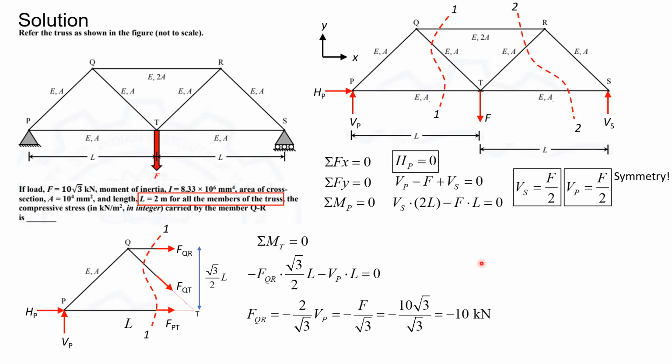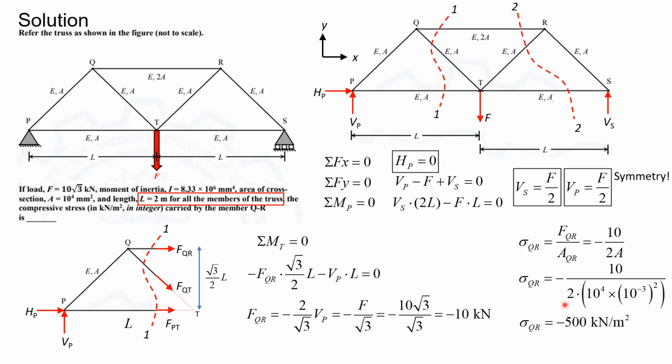We know that truss members are subjected to axial forces. Hence, the stress in the member QR would be axial in nature, which can be given by FQR divided by area of QR, which is nothing but 2A. Hence, substituting the value of FQR to be minus 10 kilonewton and 2A as 2 into 10 power 4 converted to meter squared, we get sigma QR as minus 500 kilonewton per meter square.